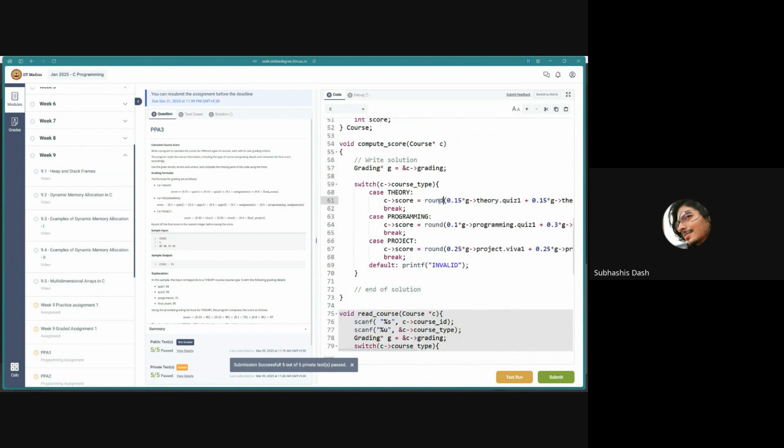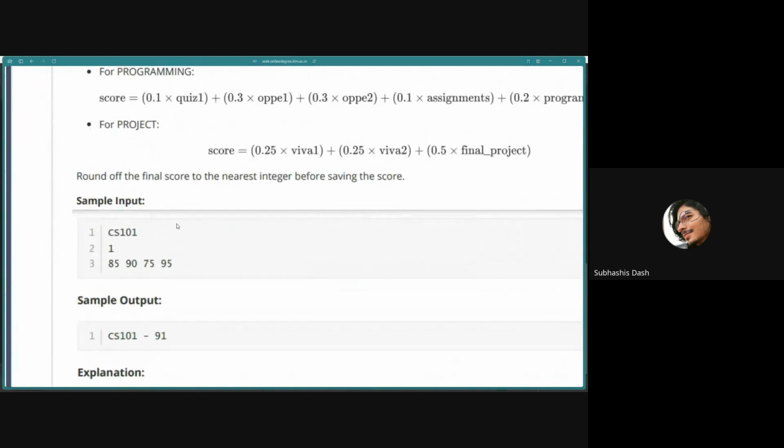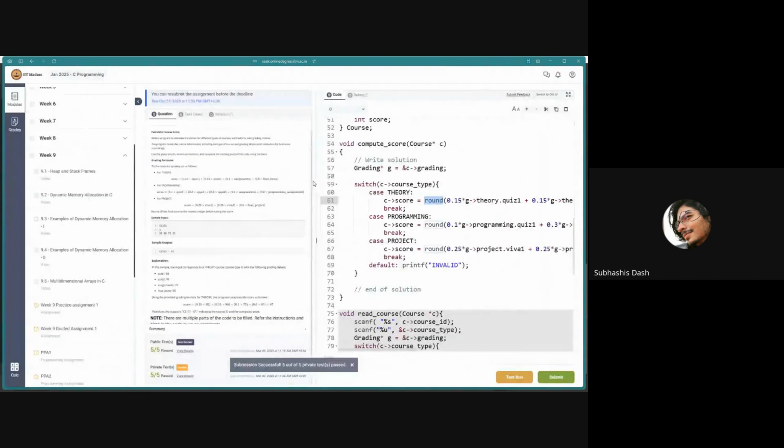And very important, use round. If you look over here, it is given: round off the final score to the nearest integer before saving the score. Because otherwise this number is like 90.75, and this number is like 80.75 or something. But bhaiya, integer data type can also round off this. You see, integer does not round off, it floors. You know the difference between floor and round off, right?